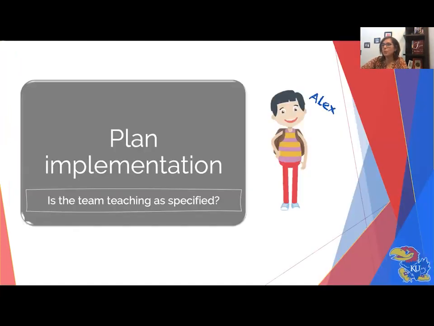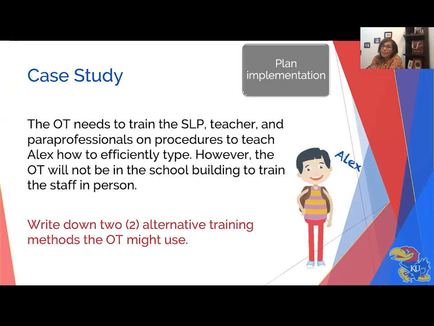All right, so let's move on to the plan implementation stage for Alex. You might need a paper and a pen handy for this one because it does ask you to write. All right, so the OT needs to train the SLP, teacher, and paraprofessionals on procedures to teach Alex how to efficiently type. However, the OT will not be in the school building to train the staff in person. Write down 2 alternative training methods the OT might use. And remember, training needs to involve feedback for the trainee.